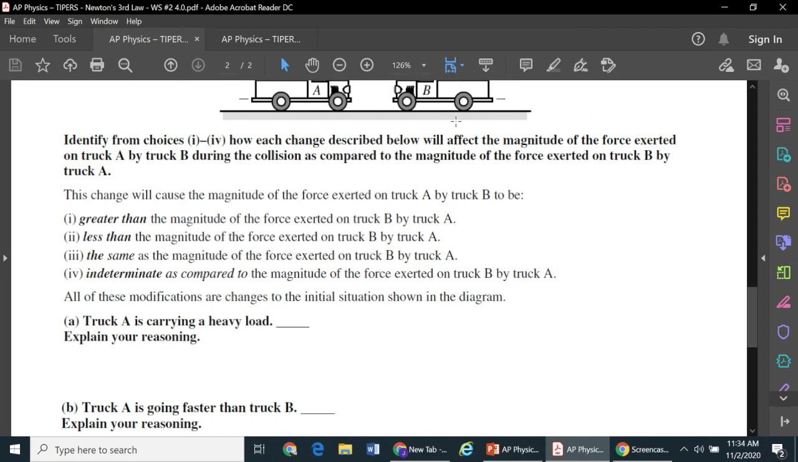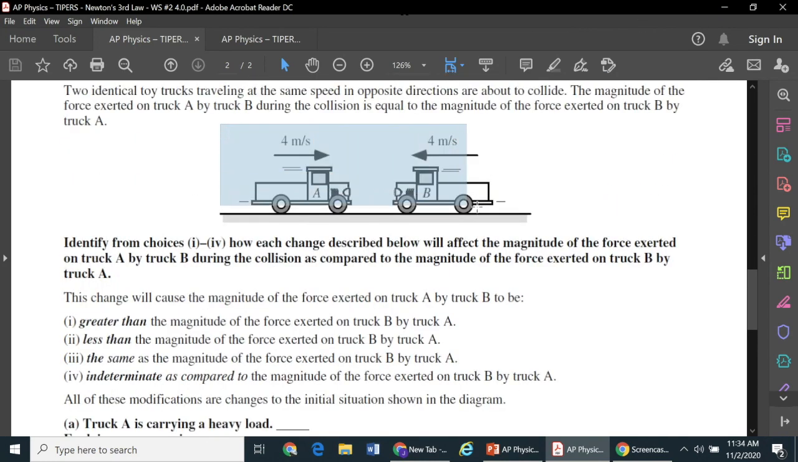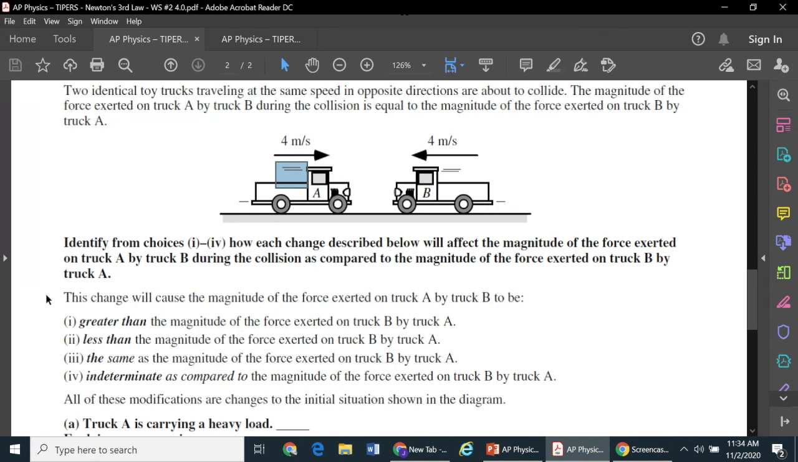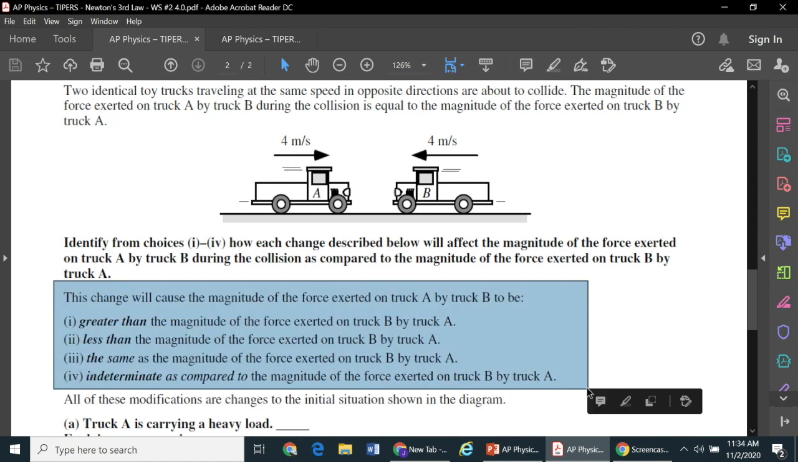So if instead of this situation as pictured here, they now put like a big box in the back of this truck here, how would the situation change as described by these choices? I'd like you to take a minute to pause this video here, answer this question, and write up an explanation. And when you hit play, we'll go over it.